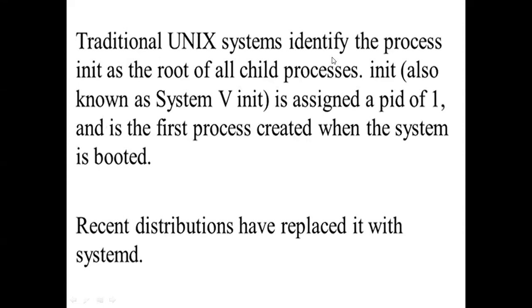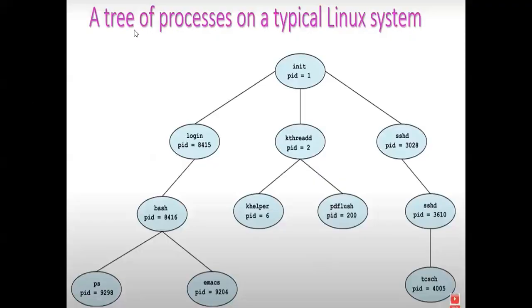The traditional Unix operating system identifies the init process as the root of all the child processes. Here init is assigned a PID, that is process ID, of 1, and it is the first process created whenever the system is booted. Recent distributions have replaced it with systemd. Here you can see the tree of processes for a typical Linux operating system.